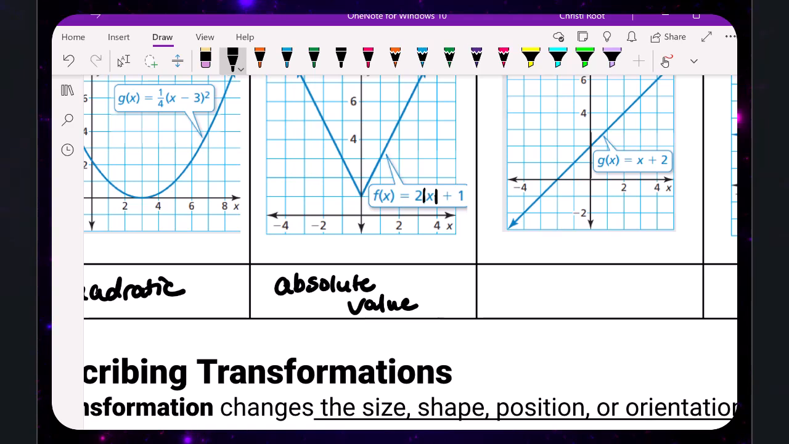All right, at this point, if you want to, go ahead and pause the video, take a guess on the next three, and then replay, and let's see how you do, okay?